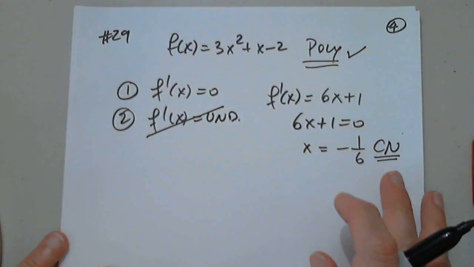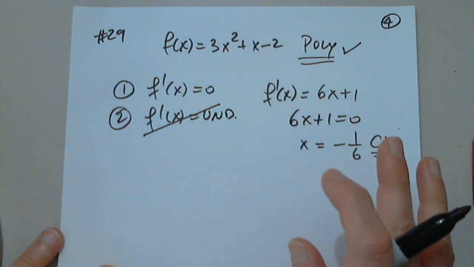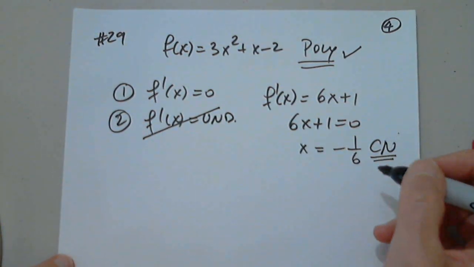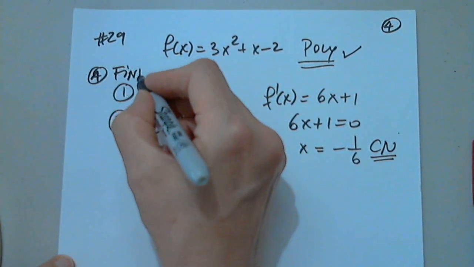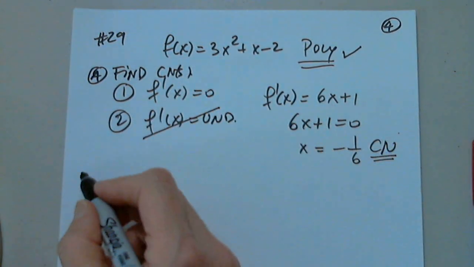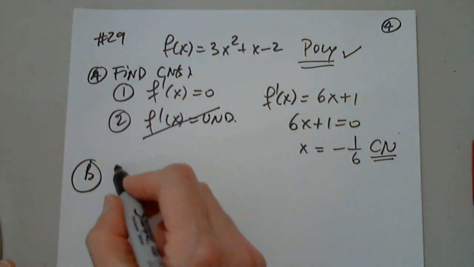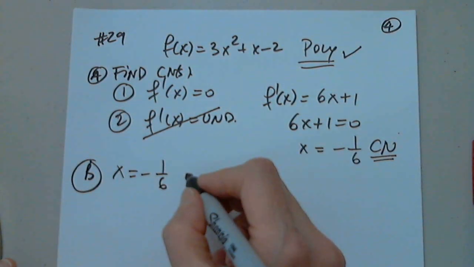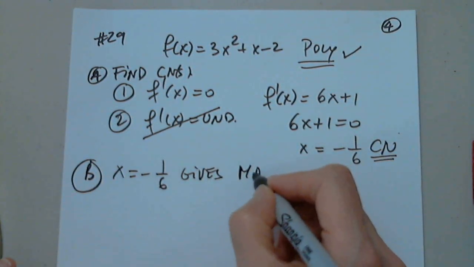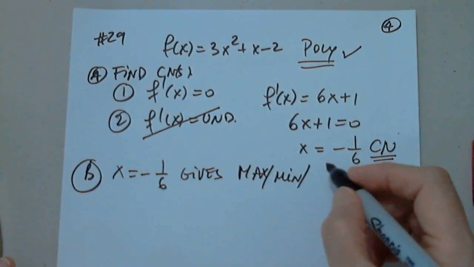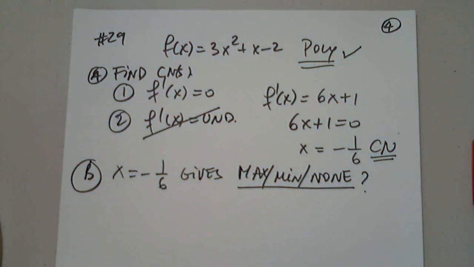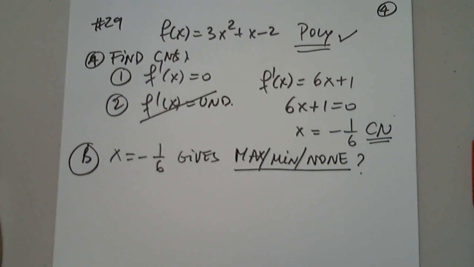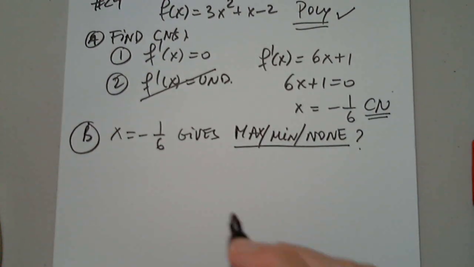Now, I'm adding one thing to this question. I know it's not there yet, but I don't want to wait. I would like to discuss it now. The next question is, so number 1, find part A. Find critical numbers, if they exist, of course. Part B, x equals negative 1/6 gives a max, min, or none of the above. What does it give? Does this represent a max or min or not? I don't know. Here's how we create the analysis.